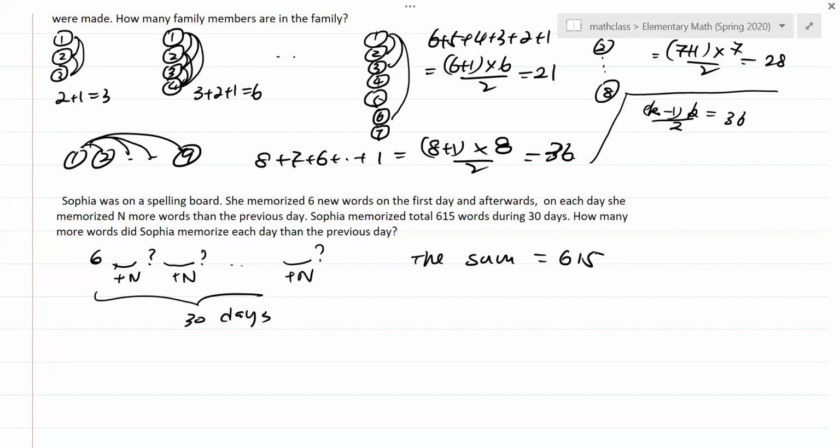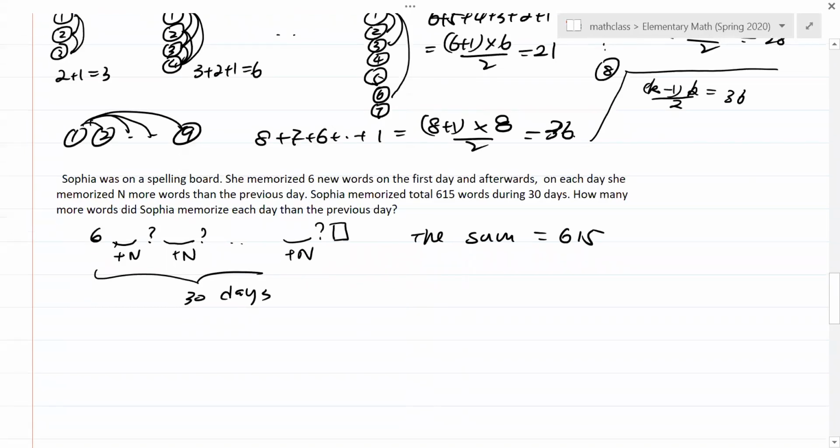Okay, so how do you solve this problem? Just assume the last day. The last day you don't know. The last day is the number. So the sum is 6 plus the number of words you memorize on the last day, multiplied by 30, divided by 2, should be equal to 615.